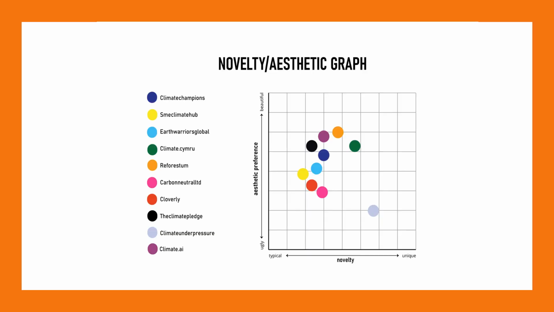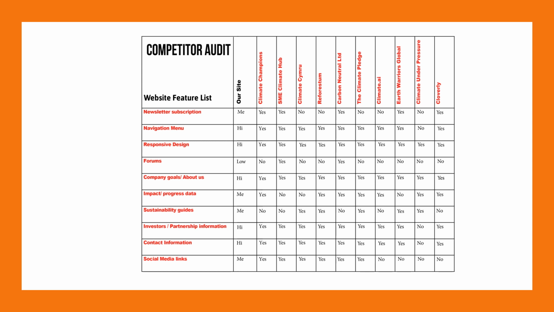From the novelty aesthetic graph, it can be observed that all the dots are mostly clustered together around the midsection of the graph, indicating that most of the websites covering this topic have a balance between unique and typical design, while also being moderately aesthetically pleasing. Many sites feature unique animations or interactivity, but those with minimal animation stand out as user-friendly and visually appealing. An exception is the Climate Under Pressure site, which stands out for its unique design but suffers from difficult navigation and visual unattractiveness.